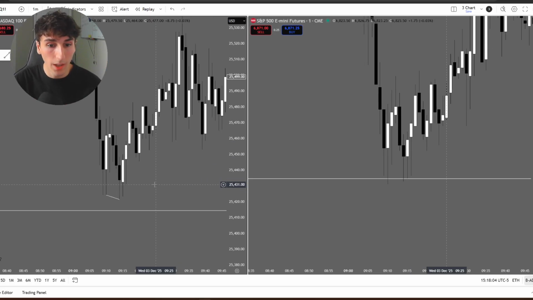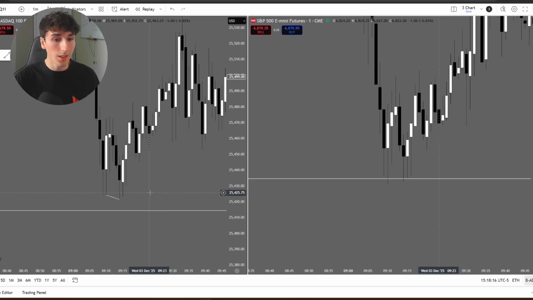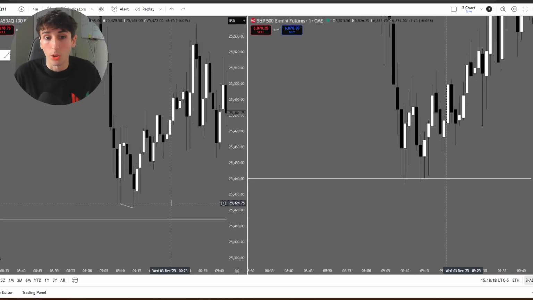So what we get here as an extra confluence, we already analyzed the situation in terms of the narrative for the day, what we're looking at. We got a higher time frame SMT. We swept out this low on ES where we didn't on NQ. We know what we're looking for, a long move, okay? This is how we ended up catching the bottom of the day.